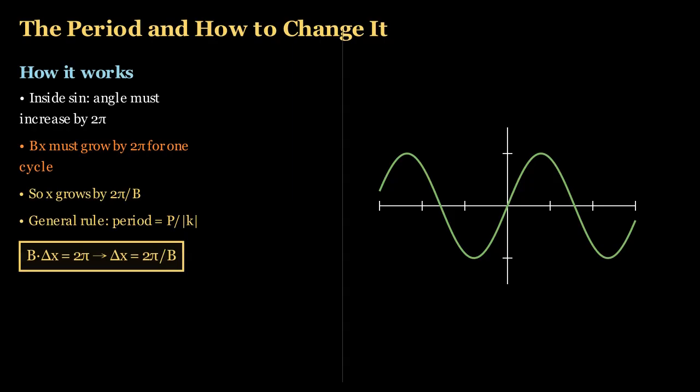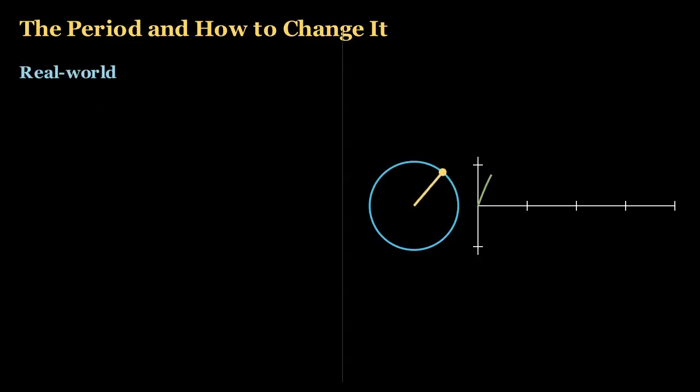Let's use this to solve a concrete problem. A tuning fork vibrates at 440 Hz, which means 440 cycles per second. We want to model the air pressure as a sine wave with time t in seconds. We need a b that makes the period exactly 1/440th of a second. Using our rule, period equals 2 pi over b, we set 1/440 equal to 2 pi over b. Solving for b gives b equals 2 pi times 440, which is 880 pi. So the pressure wave is sine of 880 pi times t.